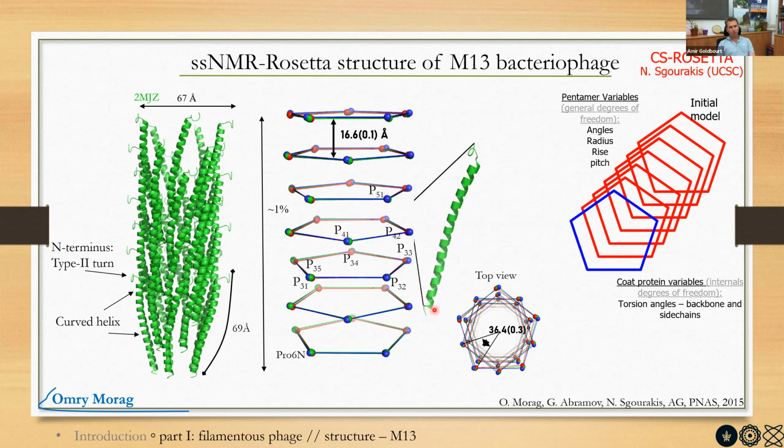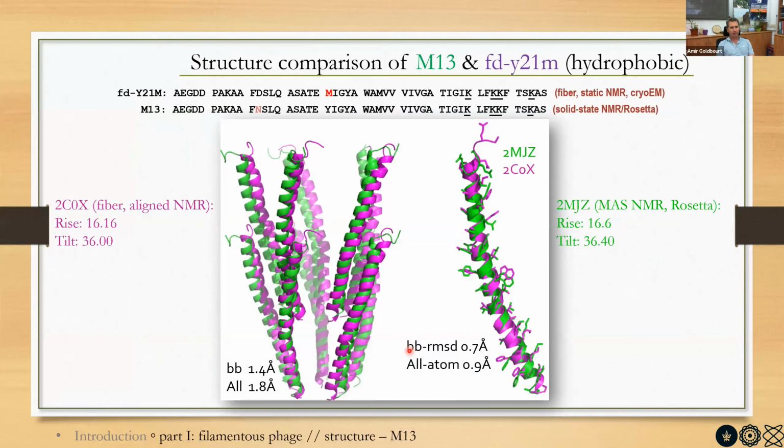So this was the structure of the M13, which we managed to get 7 years ago in 2015. It was the work of a very talented graduate student of mine, Amir Morad. And we were really, really happy. And actually, when we compare the structure to the mutant, what we saw is something really interesting.